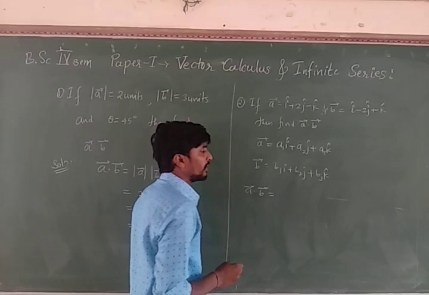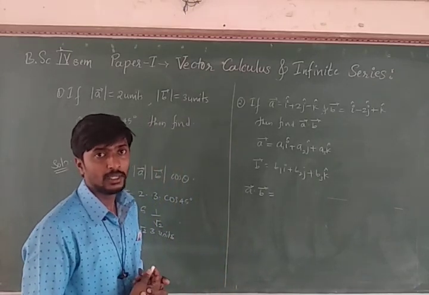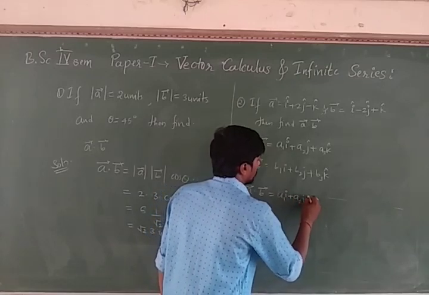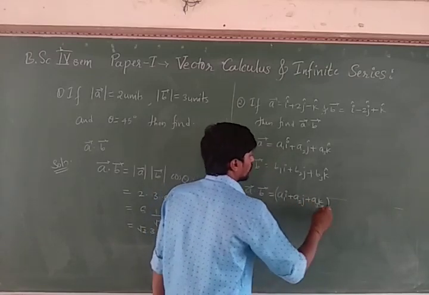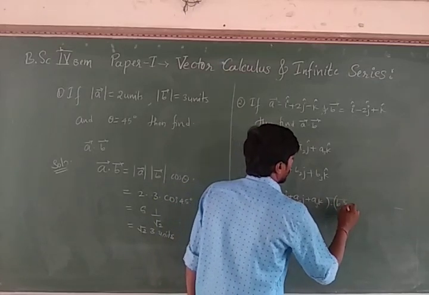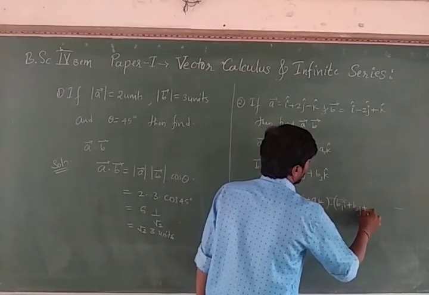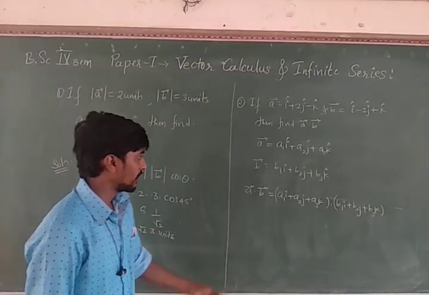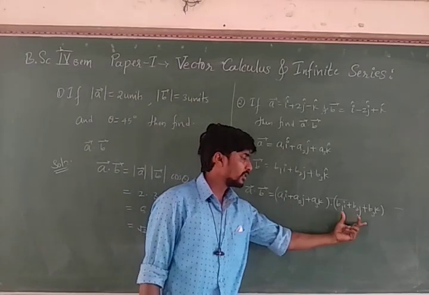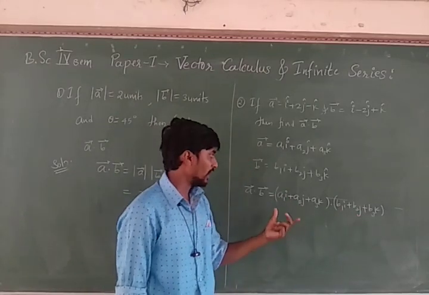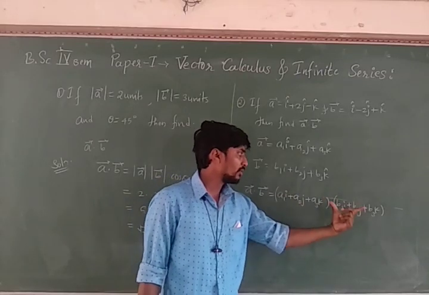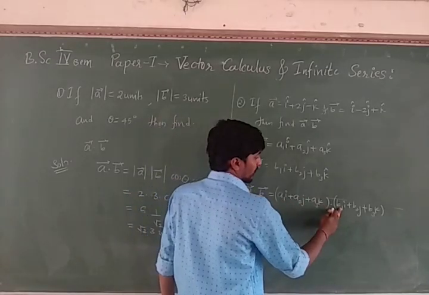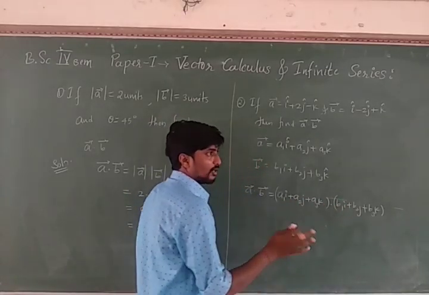Vector A dot vector B means we are doing a multiplication. So (A1i plus A2j plus A3k) into (B1i plus B2j plus B3k). We have to multiply this bracket with that bracket, so every element of the first bracket is multiplied with the second bracket. So A1 into B1, which is i dot i.